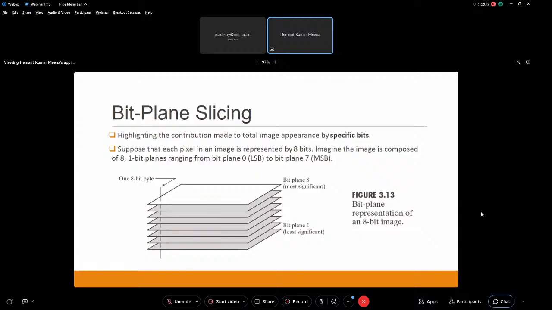Based upon this region where we are changing the intensity, it can also be the bit plane. Here, what we are saying is that each pixel in an image is represented by 8 bits. Why 8 bits? Because the levels go from 0 to 255, so 8 bits is the highest range. Imagine the image is composed of eight 1-bit planes ranging from bit plane 0 to bit plane 7. So we are saying bit plane slicing.